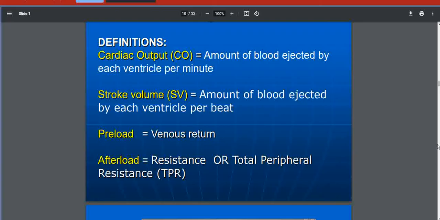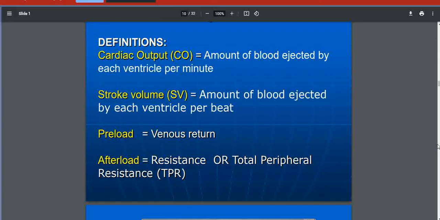And venous return is the total volume that comes from the systemic circulation back to the heart. Be it from the brain, be it from your legs, all the other body parts, the peripheral circulation, all that blood coming back and returning to the heart is what is called the venous return.